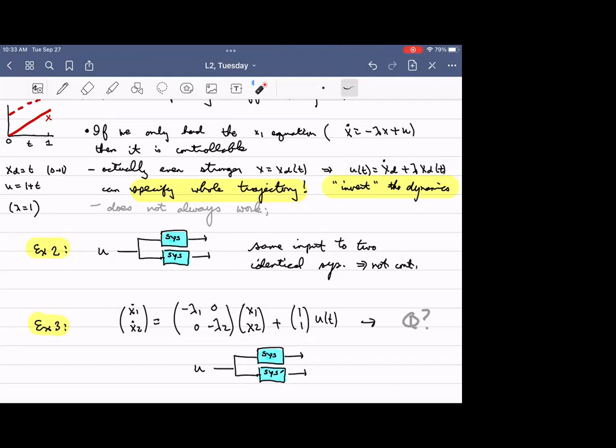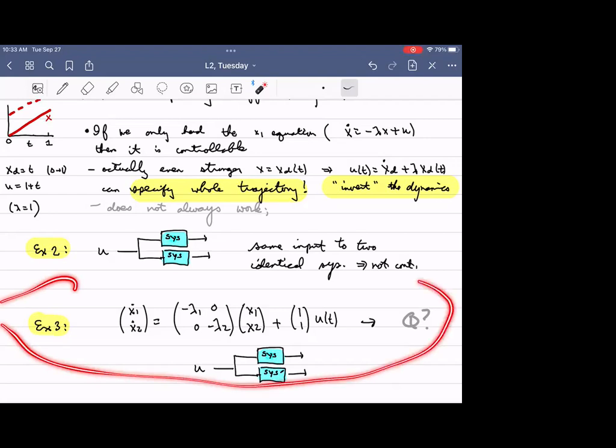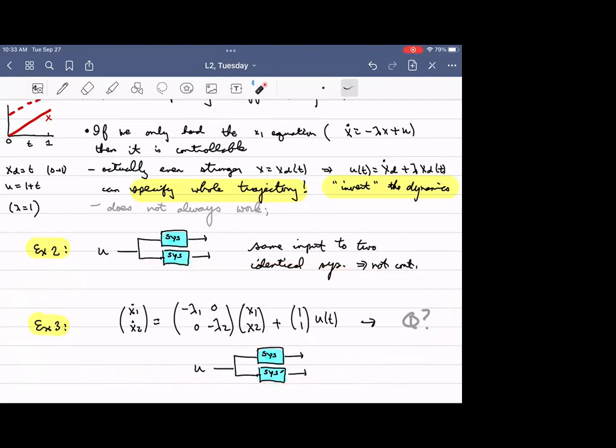But if lambda one and lambda two are different, then you have control of units. Well, no. So you're getting ahead of me. This is exactly my question to you. We talked about lambda one and lambda two being equal. But now if they're different, that's what I have here.